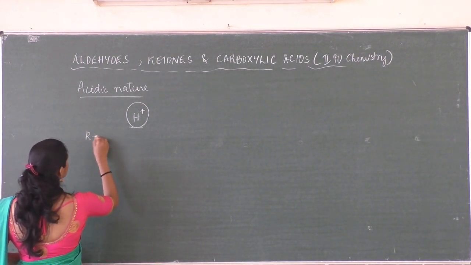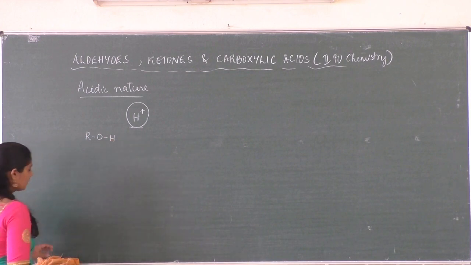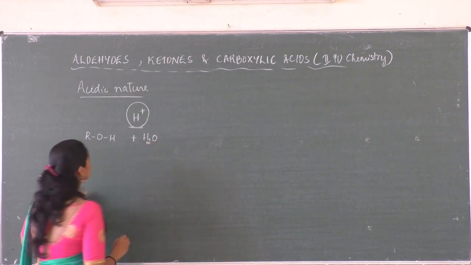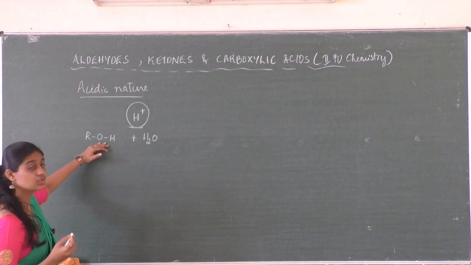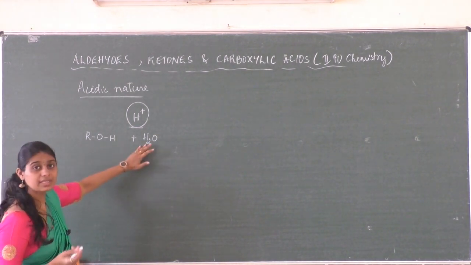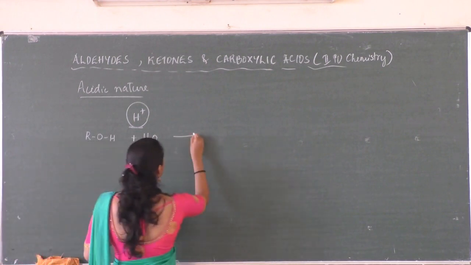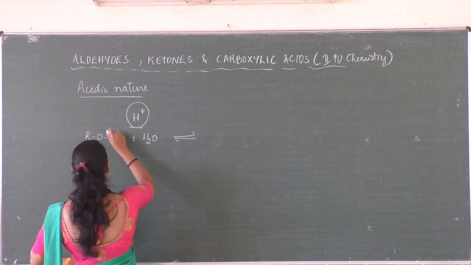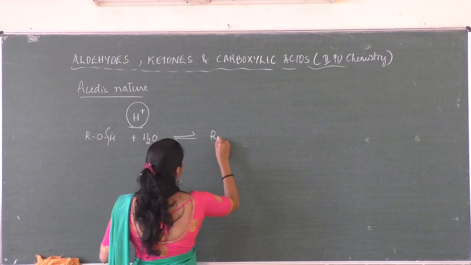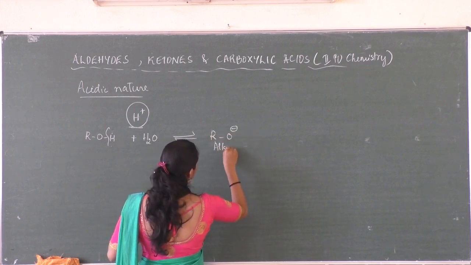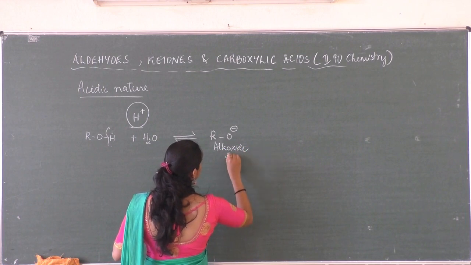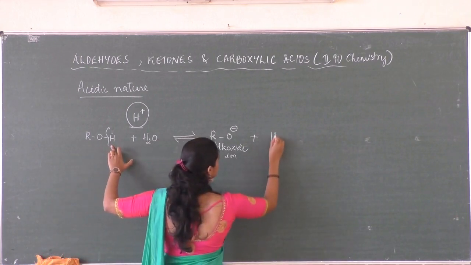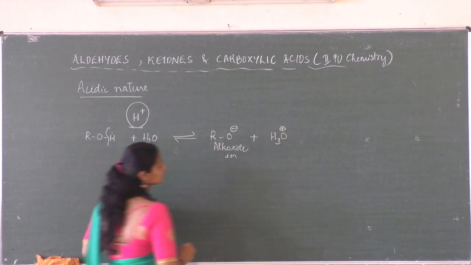You have studied that. When this is dissolved in water, if this is an acid, then what is it supposed to do? It tends to donate H plus ion, and the base will accept that H plus. So this cleaves, and it forms RO minus, which is nothing but the alkoxide ion. Then H2O accepts the H plus ion, so it becomes H3O plus. Clear?